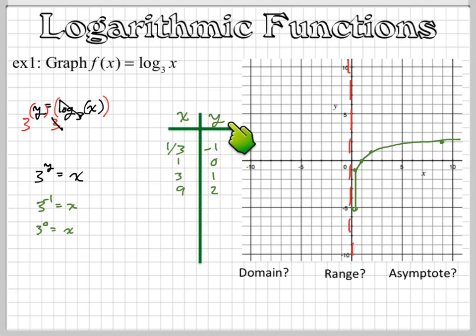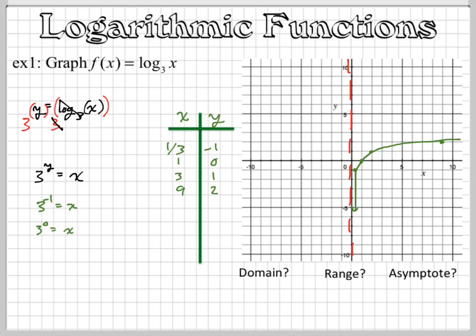Can I pick a y right here? Can I pick a y that would make the x negative? No, you can't. Remember, we kind of did this with the exponential function. You cannot pick a y to get on this side with the negative x, which is why we have a wall right here known as the asymptote.